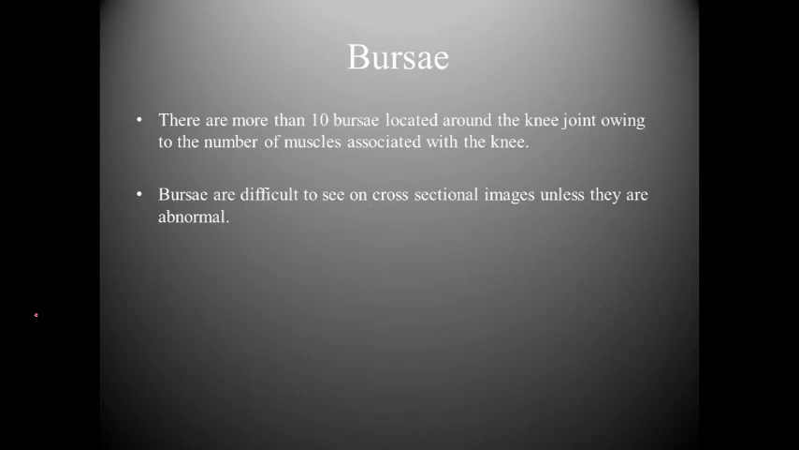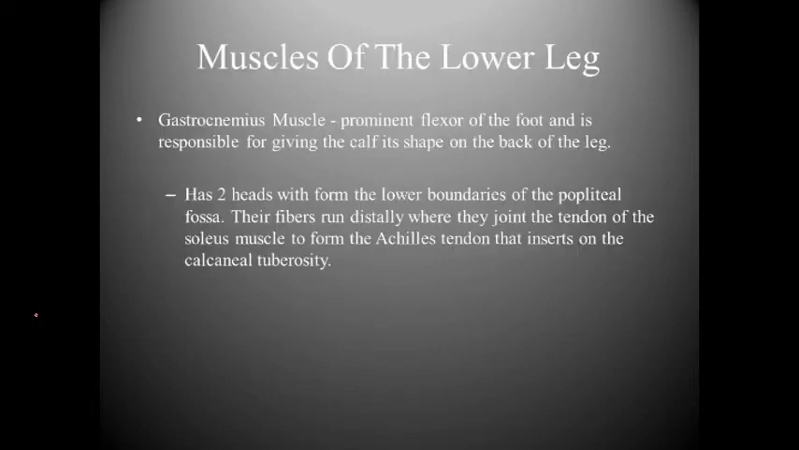So the bursa. There are more than 10 bursa located around the knee joint owing to the number of muscles associated with the knee. Bursa are difficult to see on cross-sectional images unless they are abnormal.